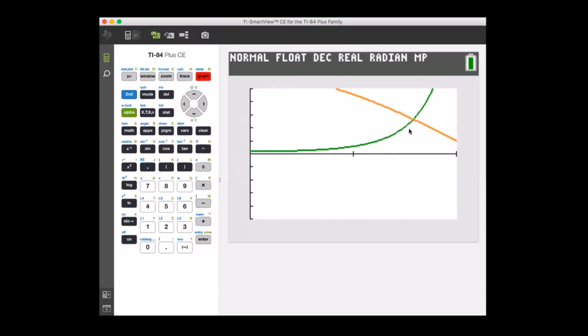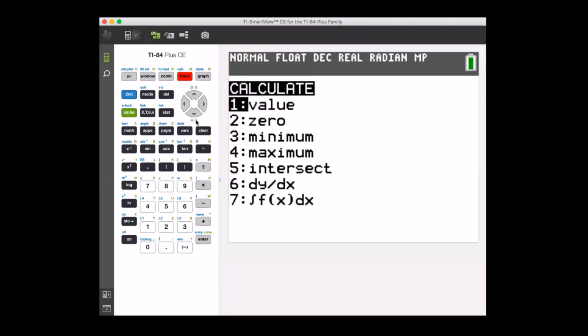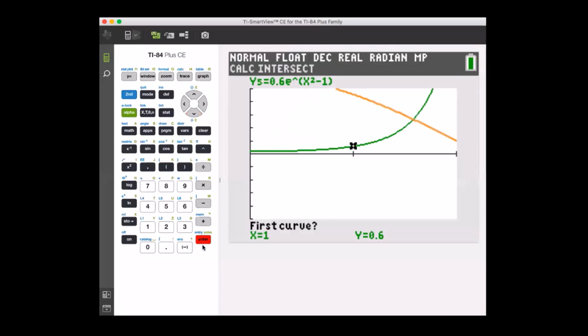And so I want to find this point right here. This is where my rate in equals my rate out. So to find that point of intersection, we can do second calculate intersect. That's the 5th choice down. It's right above the trace key. Second calculate is how, if you ever have a graph on a TI-84 and you want to know a particular point, like, hey, what's this point right here on the graph? That second calculate button is how we're going to get that.